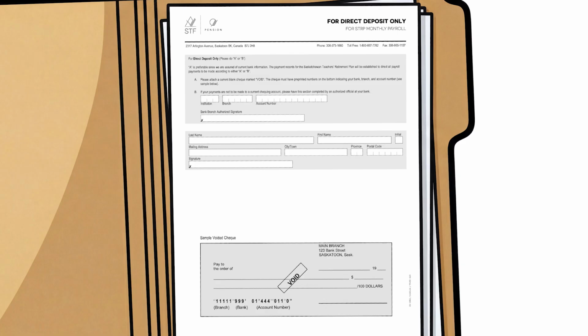The next form is the direct deposit form. You have a couple of options. The first is to attach a void check to the form. The second is to take the form to your bank and have them fill out the bank account information and sign it. Then you will fill out your personal information and sign the form.